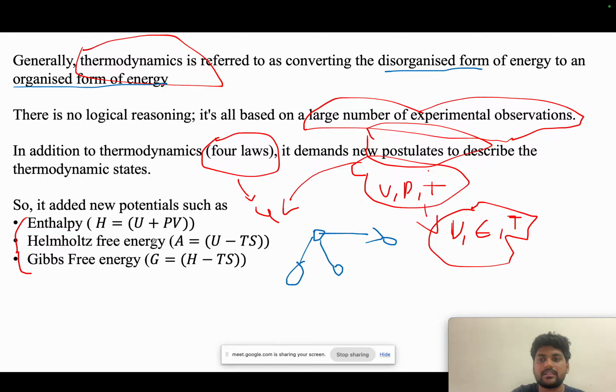That's why we say it is verified through a large number of experimental observations, and along with the 4 laws we have additional postulates which can easily describe thermodynamic states. Initially I said that we have only volume, pressure and temperature, but along with that we can use enthalpy, internal energy, Helmholtz energy, and Gibbs free energy, which we will discuss more in the later part of the class.